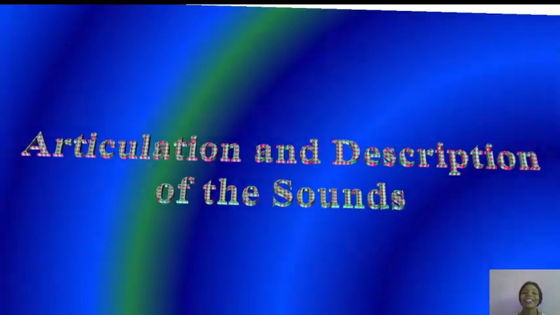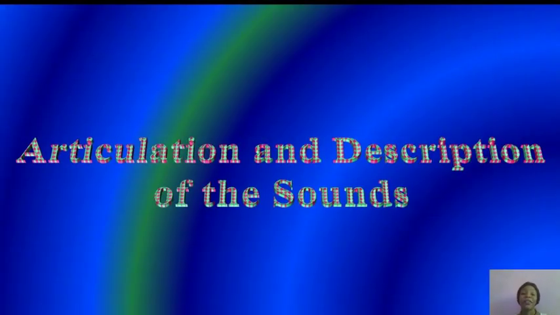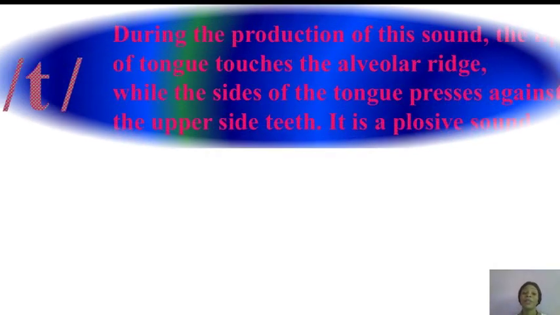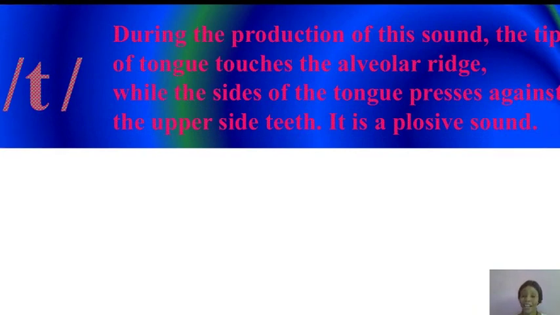So let's go into the lesson proper. Let's look at the articulation and the description of the sounds. The first sound that we would be looking at is the T sound. Now, T is a letter. That is not how to articulate the sound. I just want you guys to have an idea, or to know that the sound we are talking about is the sound that is represented with the letter T. Let's actually describe the sound.